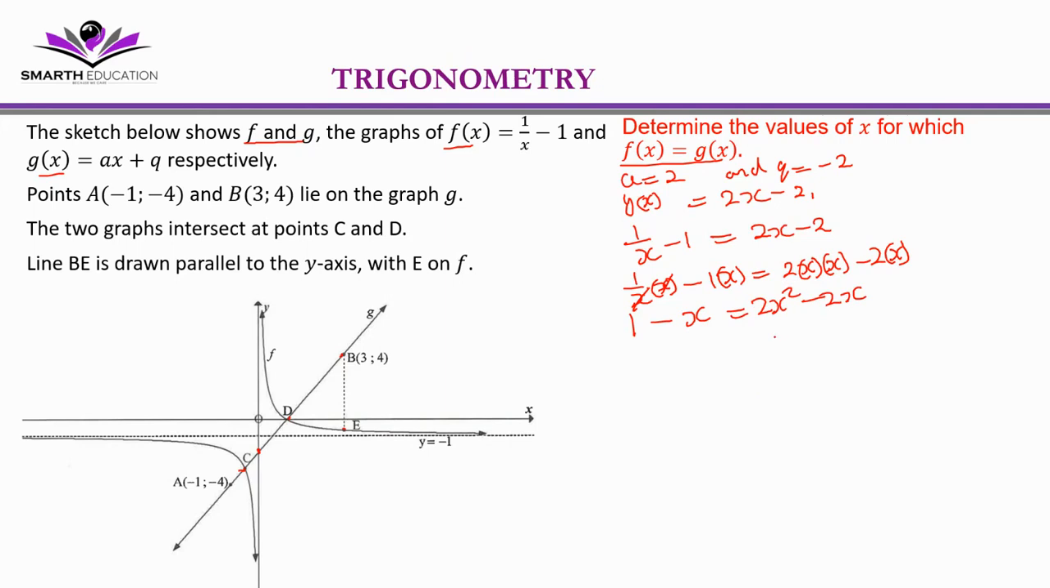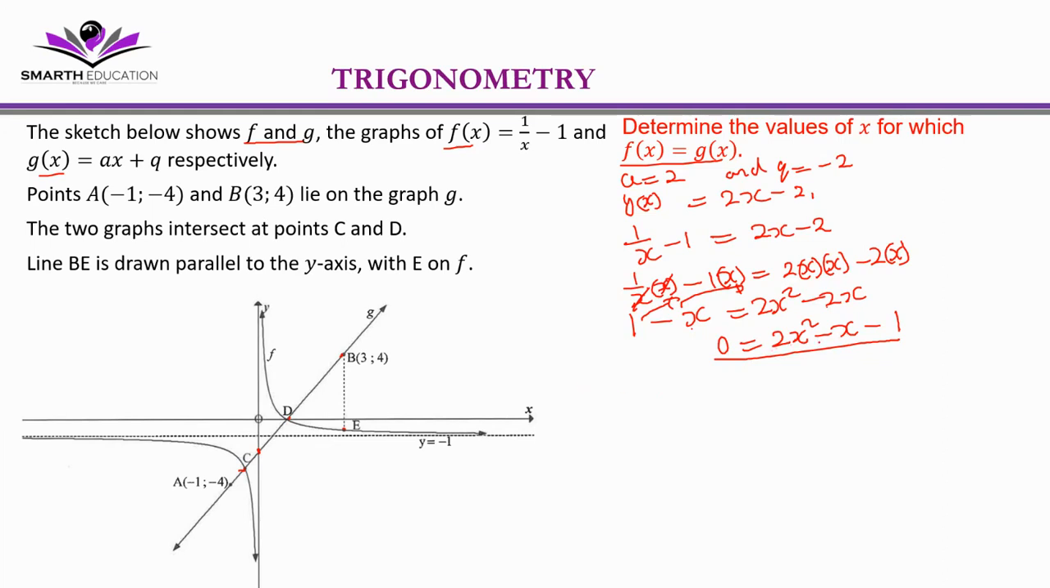Right, you can write our equation now in standard form. You can transpose: this negative x becomes positive x when it goes to the right. So 0 is equal to 2x squared, then negative 2x plus x is negative x, and then 1 is also transposed to the right, becoming negative 1. So this is our standard form: 0 is equal to 2x squared minus x minus 1. And then we can solve by factorizing this quadratic trinomial.